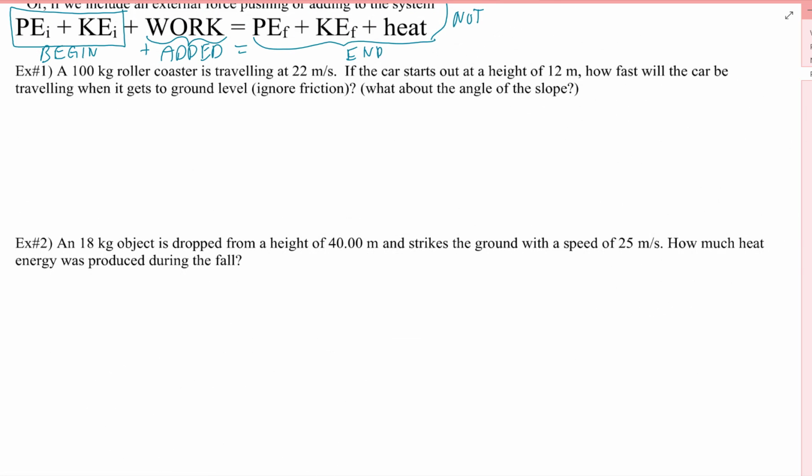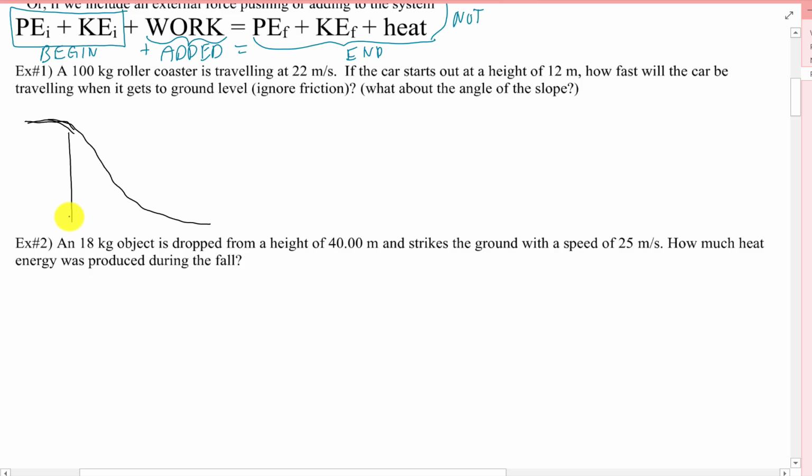Number one on the conservation of energy. A 100 kilogram roller coaster is traveling at 22 meters per second. If the car starts out at a height of 12 meters, how fast will the car be traveling when it gets down to ground level? Ignore friction. So we have the car up high on level ground, and then it goes down a slope.